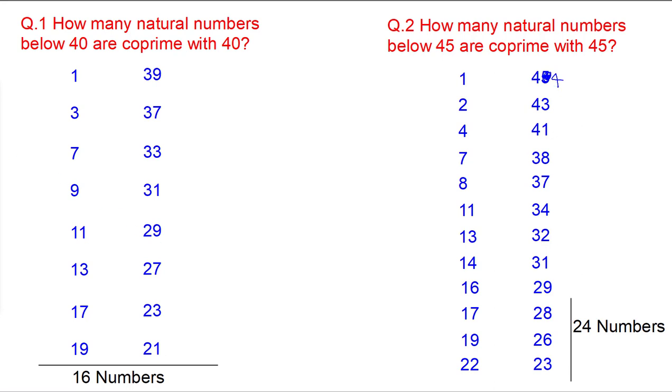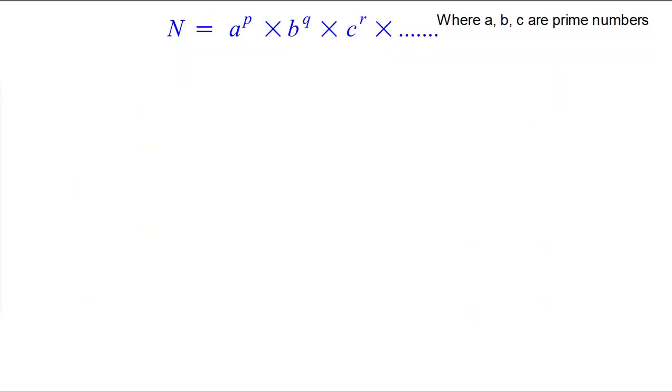So every time we are not supposed to do it manually like this. I just showed you to understand the method, to understand which kind of numbers we are talking about. Now after this let's have a look at a formula. The first step is the prime factorization. If we want to find out how many numbers below n are coprime with n, then the first step is we are supposed to do the prime factorization of n. Let's say the prime factorization of n is a to the power p into b to the power q into c to the power r and so on, where a, b, c are prime numbers.